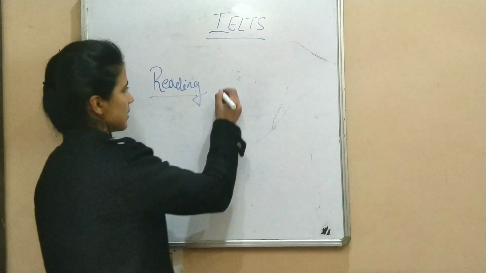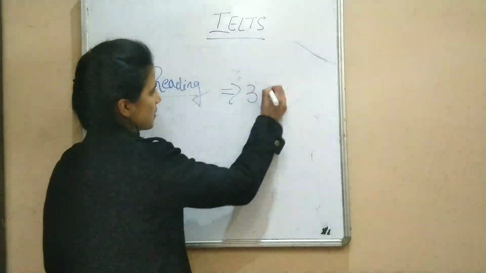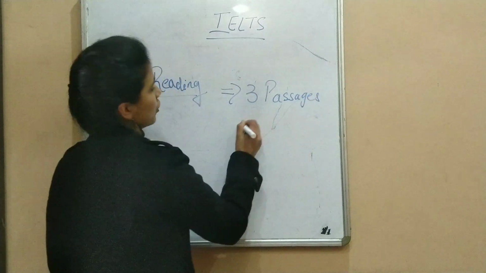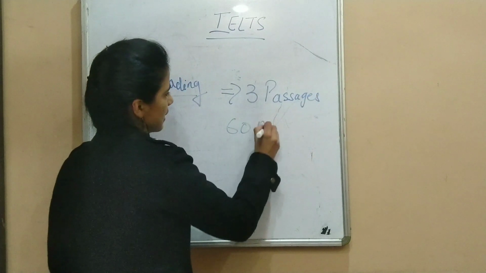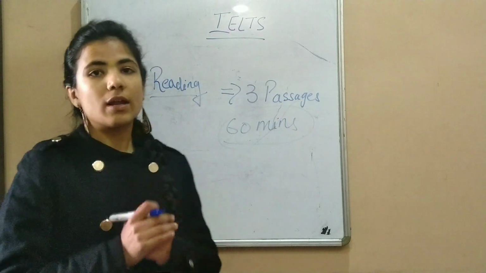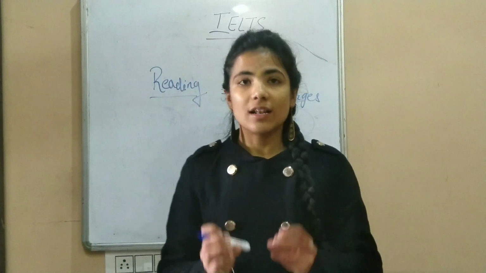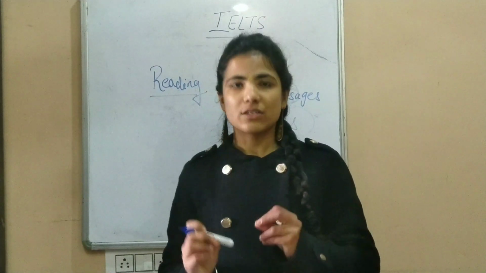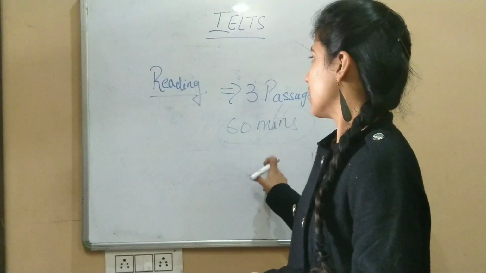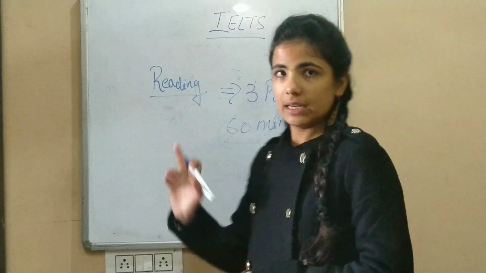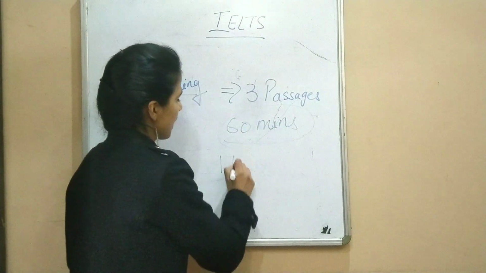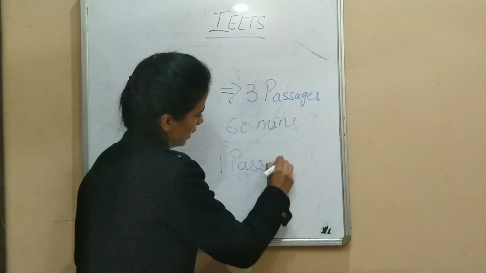This is a task that holds 3 passages in all, and you have to attempt this task in the given time period of 60 minutes, that means 1 hour. This is the basic challenge that each and every student has to face. The catch is the 60 minutes target that you have been given to attempt the 3 passages. That means we can draw out from here that it is 1 passage in 20 minutes, right?